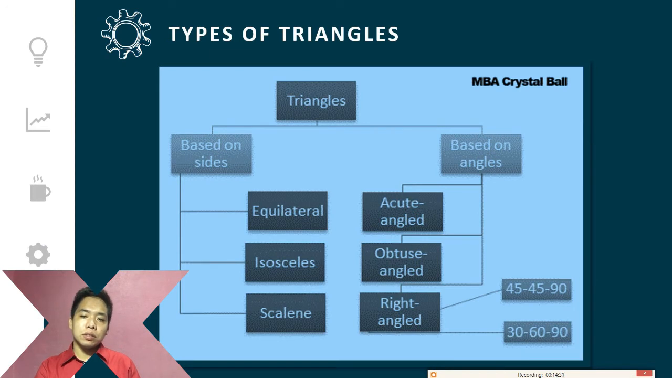Here, as a summary of triangles, there are types of triangles based on sides and types based on angles. Based on sides, you have equilateral, isosceles, scalene, and based on angles, you have acute angled, obtuse angled, and right angled. Under right angled, we have special right triangles, 45-45-90 triangles and 30-60-90 triangles. We'll talk more about those special triangles in the next slide.